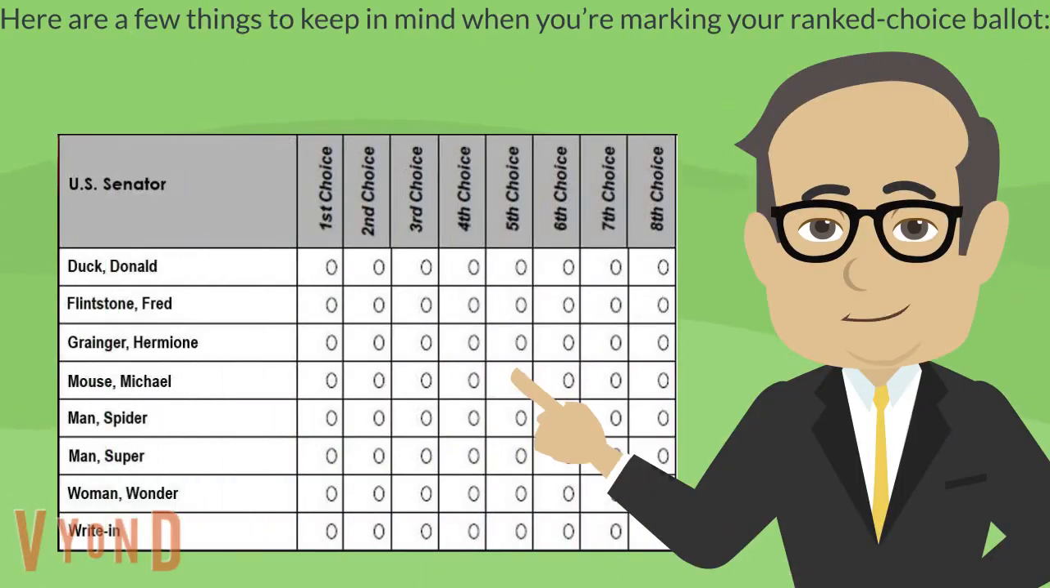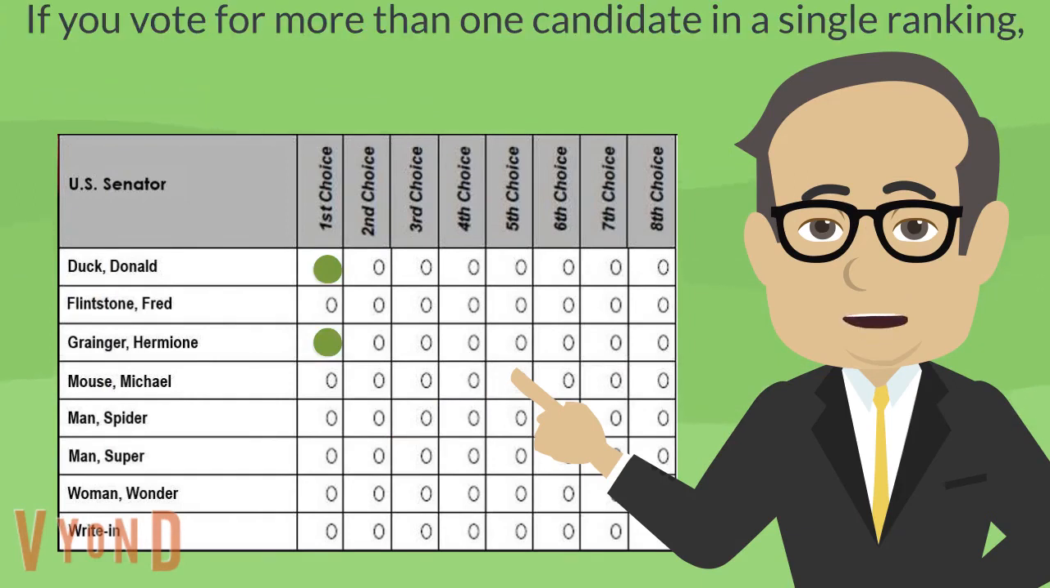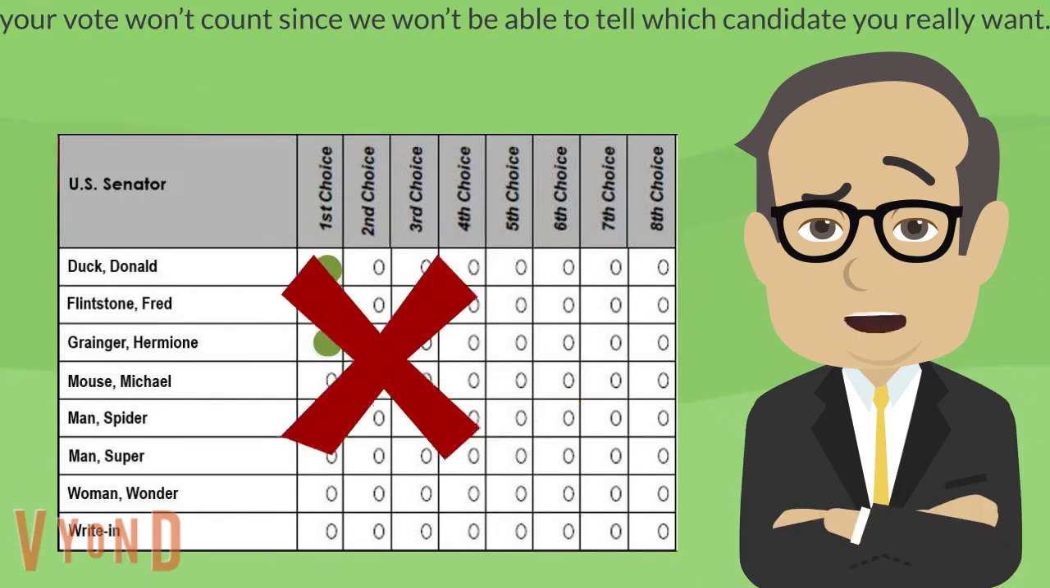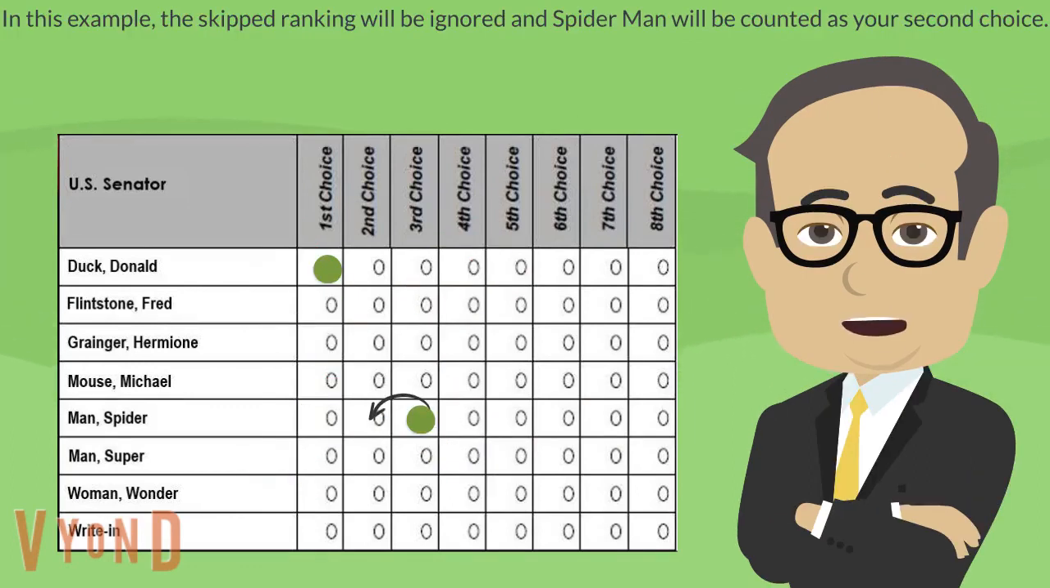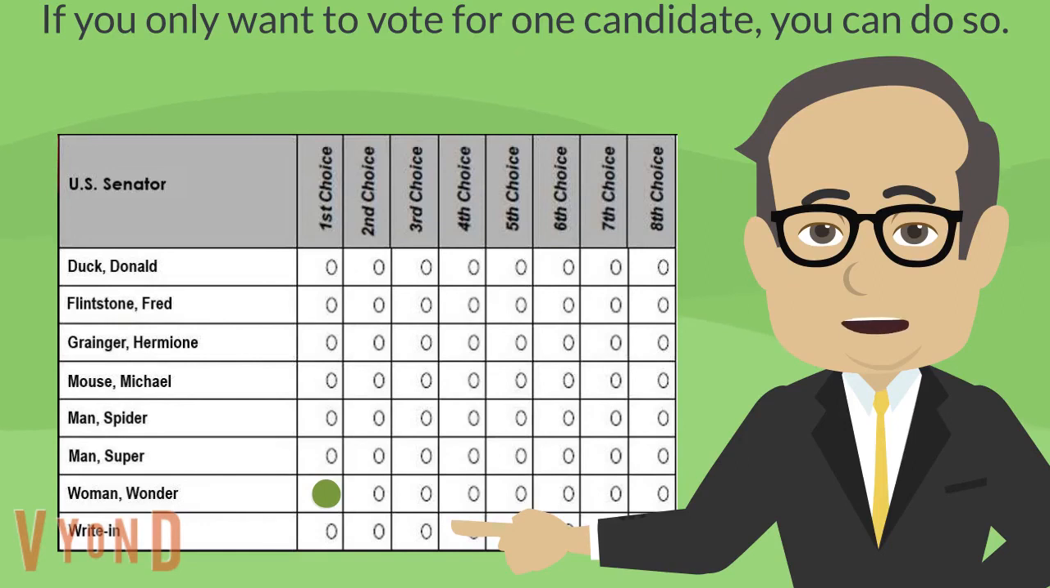Here are a few things to keep in mind when you're marking your ranked choice ballot. If you vote for more than one candidate in a single ranking, your vote won't count since we won't be able to tell which candidate you really want. In this example, the skipped ranking will be ignored and Spider-Man will be counted as your second choice. If you only want to vote for one candidate, you can do so.